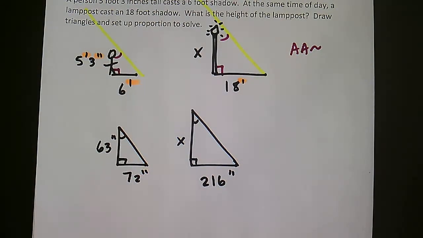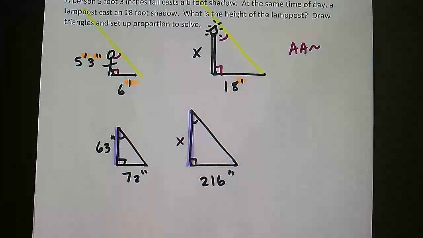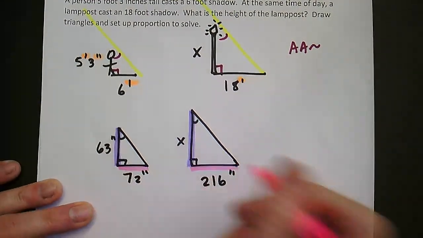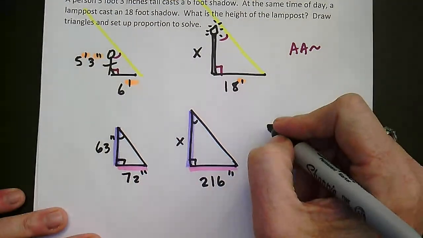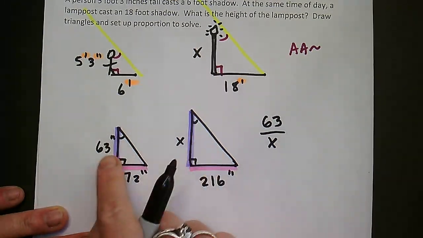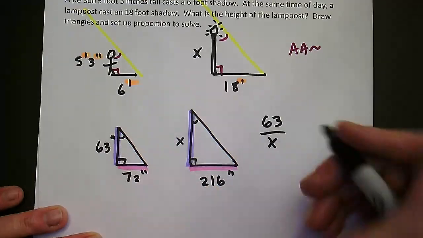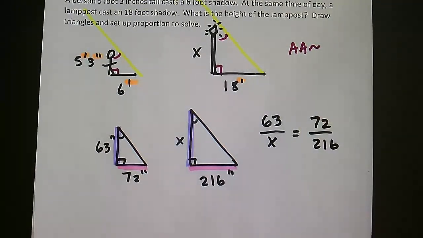All right, from here I'm going to set up and solve a proportion. There are multiple correct proportions to do. On these types of problems, I often will do corresponding sides. So this height here is going to correspond to that height here, and then we'll have the shadow length corresponding to that shadow length. So I'm going to do 63 to x. And because they're similar, that's going to be the same ratio as 72 to 216. I can set those two equal because of the similarity.